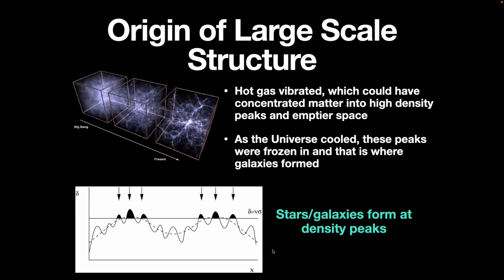So as the universe cooled, these peaks were kind of quote unquote frozen in. And this is where galaxies formed. Like after we have these tiny little slight overdensities, galaxies formed in this area as the universe cooled down.